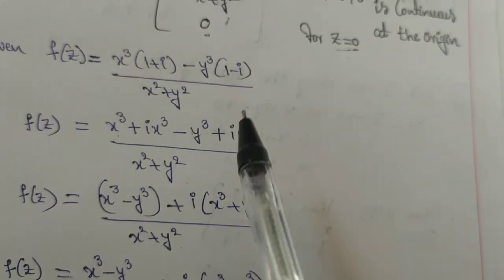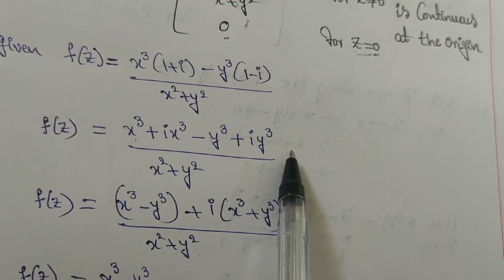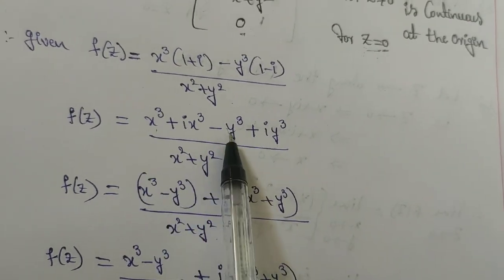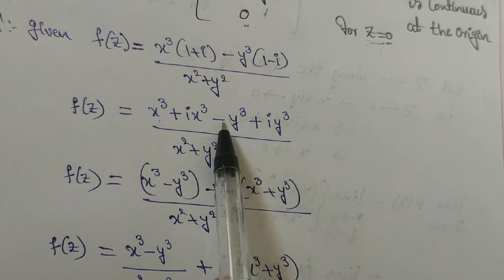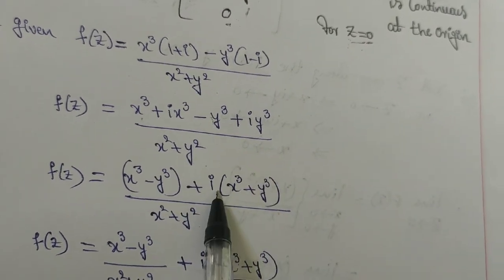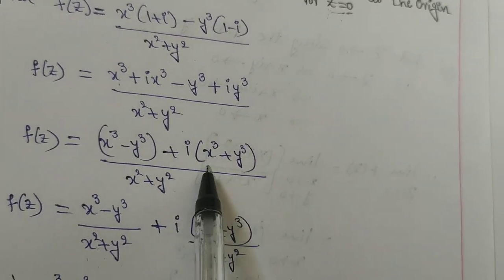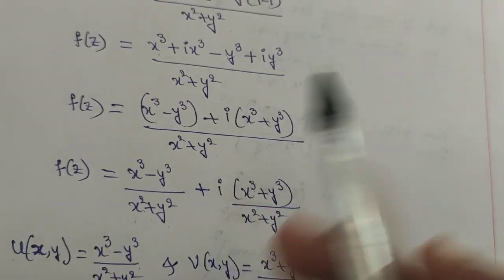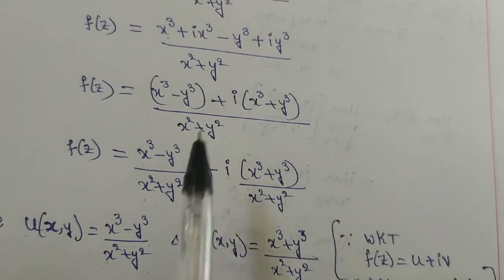Next we are getting the real part and imaginary part here, so separate it. What is the real part here? x cube minus y cube is the real part, plus i. Take it out common. So the remaining is i into x cube plus y cube, divided by, write down the denominator as it is, x square plus y square.